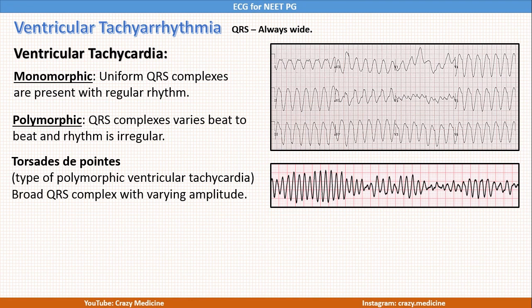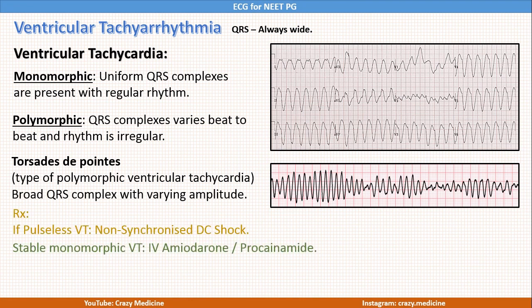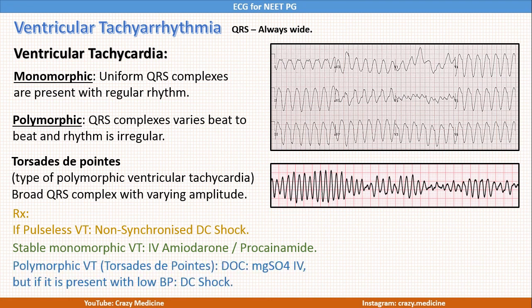Then its treatment. If it is pulseless VT, non-synchronized DC shock is given. In stable monomorphic VT, IV amiodarone or procainamide is used, and in polymorphic VT, including torsades de pointes, the drug of choice is magnesium sulfate IV. But if torsades de pointes is present with low BP, DC shock is preferred.